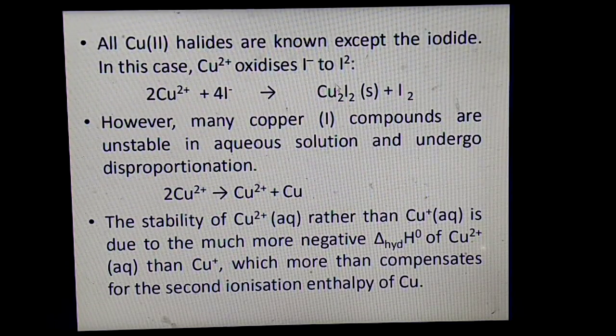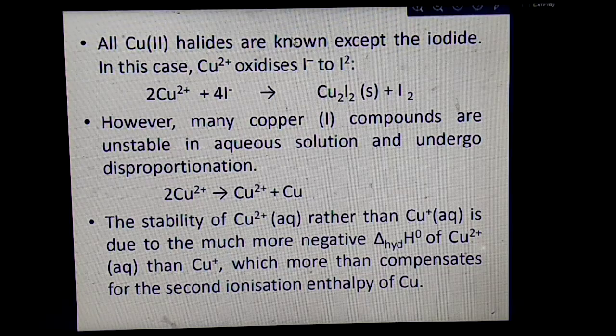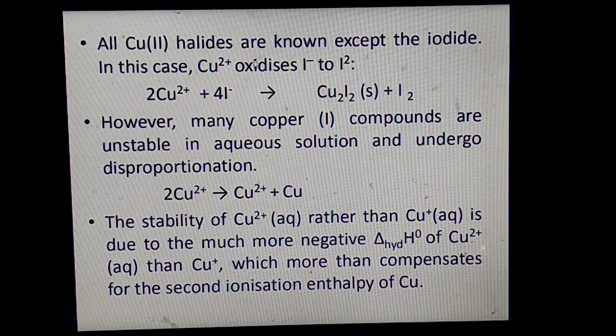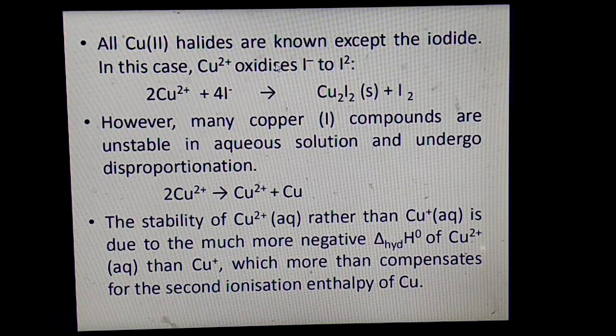This is a very important thing here, students. For copper in the +2 oxidation state, halides are known except the iodide. In this case, copper 2+ oxidizes iodide to iodine. So the question will come: halides of copper are known except the iodide, give reason. You have to give the reaction here. Copper in the +2 state, when it reacts with iodide, oxidizes iodide to iodine. In iodide the oxidation number is -1, but in iodine the oxidation number is 0, so -1 is increased to 0.